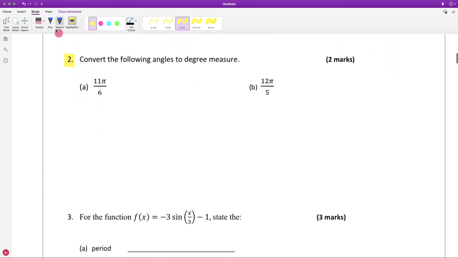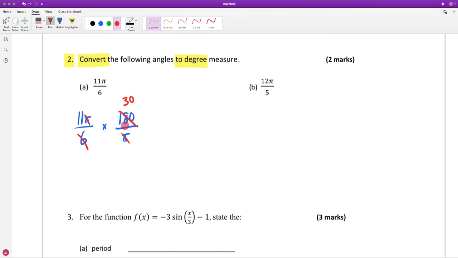Question 2. So here we have to convert the following angles to degree measure. So we're going to take 11 pi on 6 and turn it into degrees. To do that, we're going to times it by 180 over pi. We are able to cancel out our pi's, and I could also go, how many times does 6 go into 180? Well, 6 goes into 180 30 times. And you can think about it, 6 goes into 18 3 times, so 6 goes into 180 30 times.